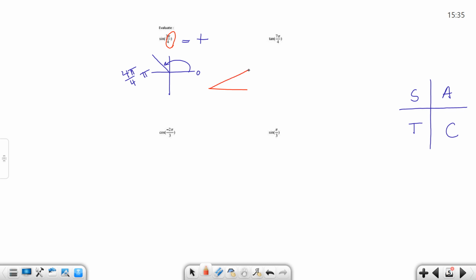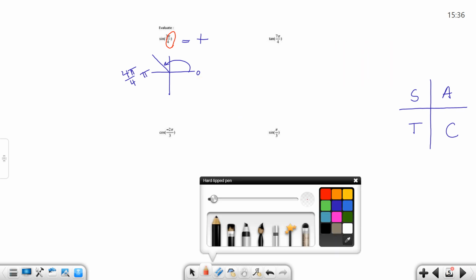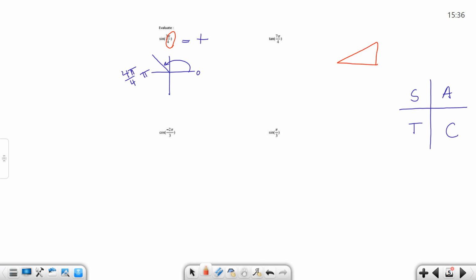So if I think of pi over 4, I'll draw it out over here. Pi over 4 looks like this: 1, 1, and the square root of 2. Okay, let's actually go ahead and do all of them. 30 degrees is pi over 6, and that's 1, 2, and the square root of 3. And 60 degrees is pi over 3, and that's square root of 3, 2, and 1.